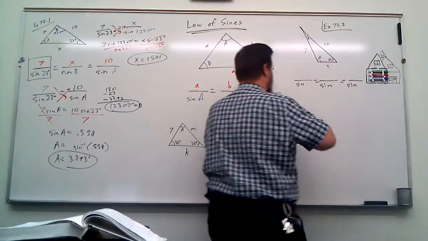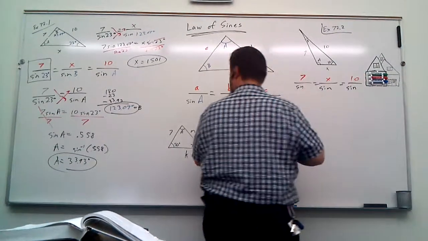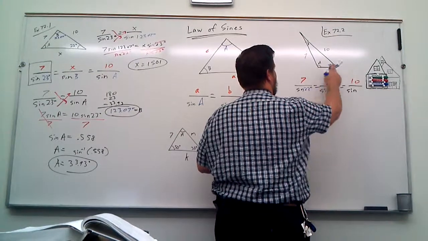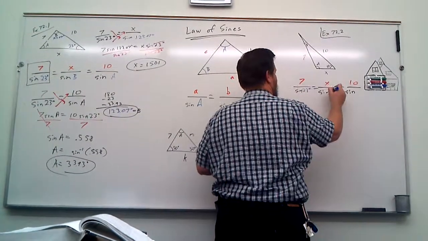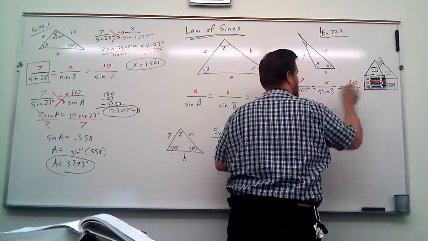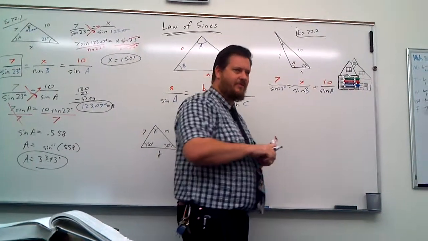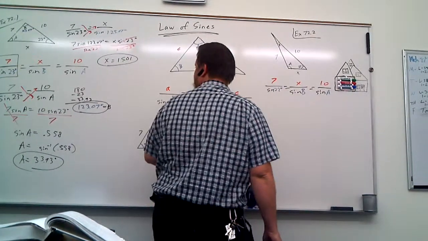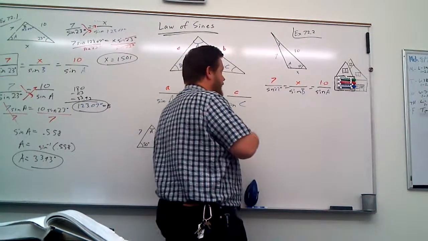Let's see. We've got 7, x, 10 and 23 degrees. Make sure I'm putting this right. 23 degrees with this side, side of x with an angle of B, side of 10 with an angle of A. So how are we supposed to not get the same answers then? It's interesting. Well, what should we do first? What did we solve for first last time? Angle A? Let's do that.